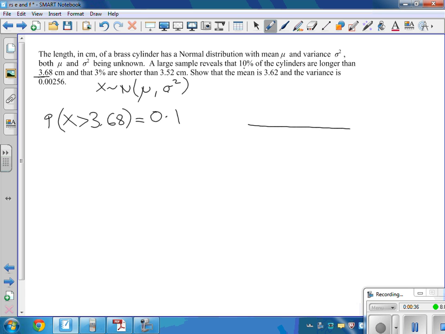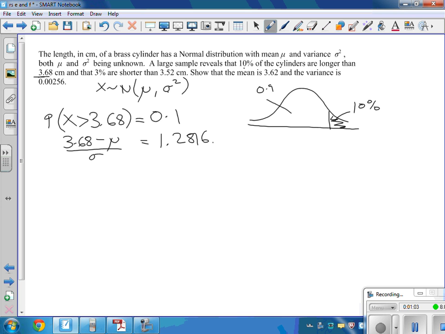Let me just draw a picture for that so I can understand it again. Bigger than it is just 10%, so lower than that must be 0.9 or 90%. So if I look up the value of 0.9, I get 1.2816. And that is the value for 3.68, take away the mean, and divided by the standard deviation. And that's my first equation for my simultaneous that I'm going to work on. 3.68, take away the mean, is equal to 1.28 times sigma.